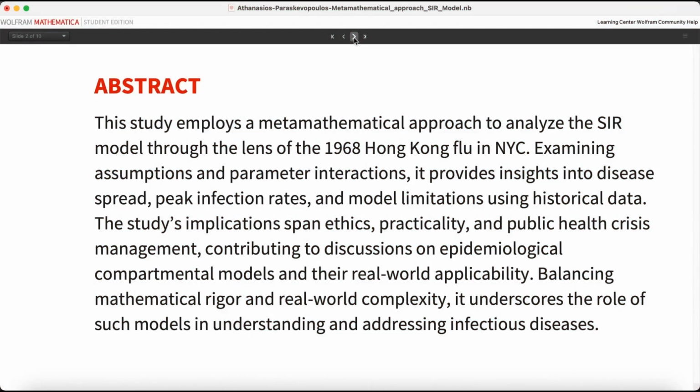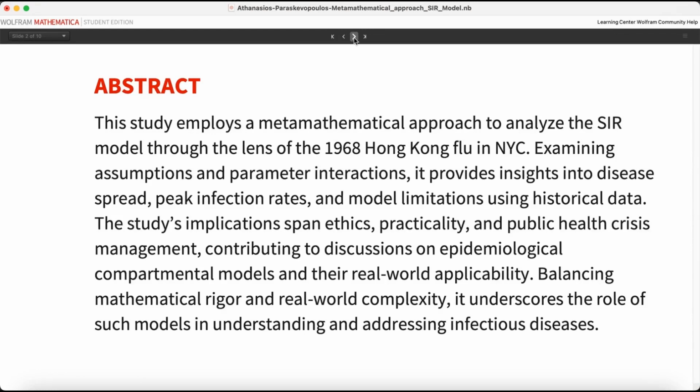This study employs a mathematical approach to analyze the SIR model through the lens of the 1968 Hong Kong flu in New York, examining assumptions and parameter interactions. It provides insights into disease spread, peak infection rates, and model limitations using historical data.